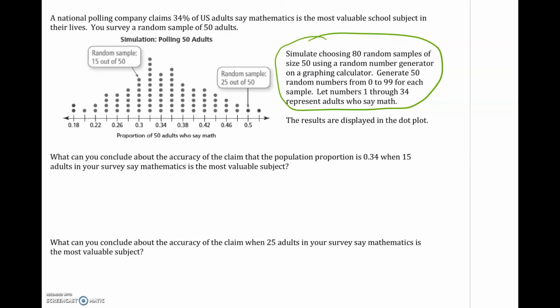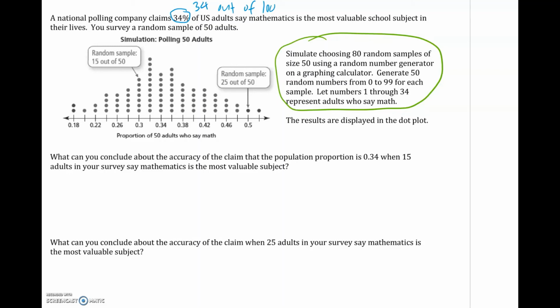Why is it 100 numbers? Because if you're thinking about percentages, 34% is 34 out of 100, right? Because it's 34 divided by 100. So we know if their claim says 34% of the US adults will say math is the most valuable subject in school, then 34 out of 100 numbers should represent the people who say yes, math is valuable. And then the other remaining 66 would be the ones who said no. So you just basically have to pick your band.